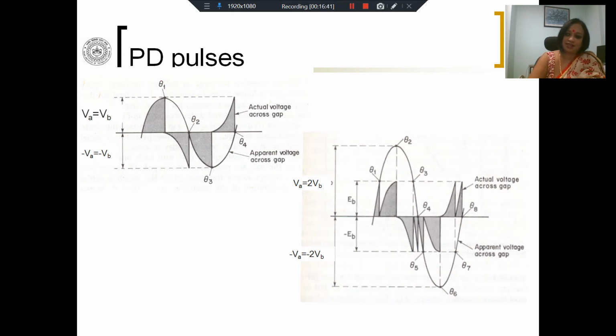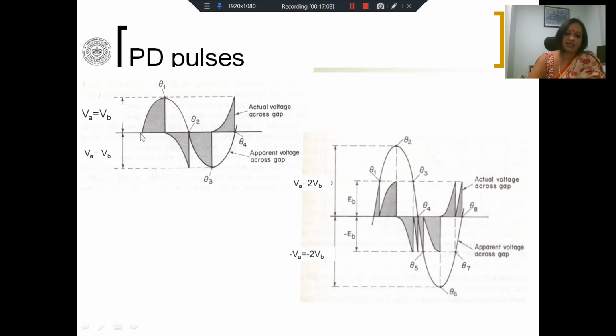And let us say that this peak voltage VA is equal to VB, which means at this point the void will discharge. So the void breaks down. At the instant the void breaks down, let us imagine that it happens instantaneously and that the void discharges completely. So after breakdown, the voltage across the void is 0 and not VB.